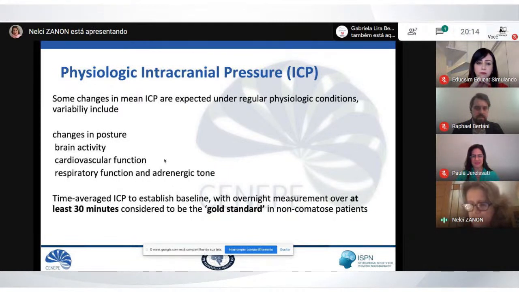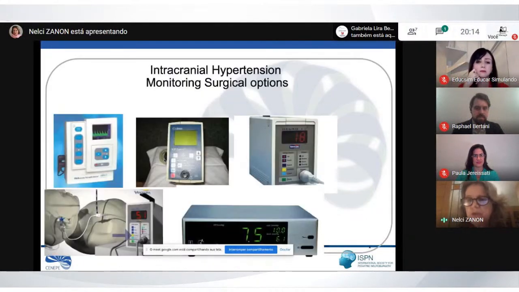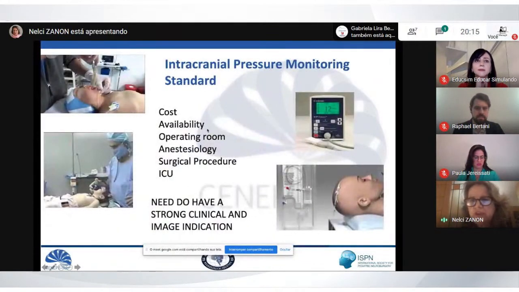But the question is when this change becomes pathological. To know the intracranial pressure, usually we need equipment that shows us some numbers. But to know these numbers, we need to go to the operating room, and we have a cost. We need anesthesiology, it is a neurosurgical procedure. We need an intensive care unit, and it is not available all the time when we need it.